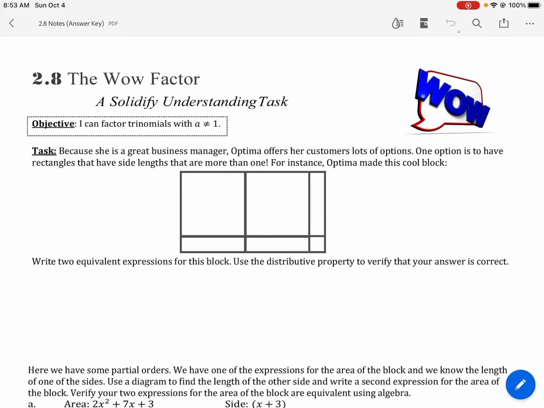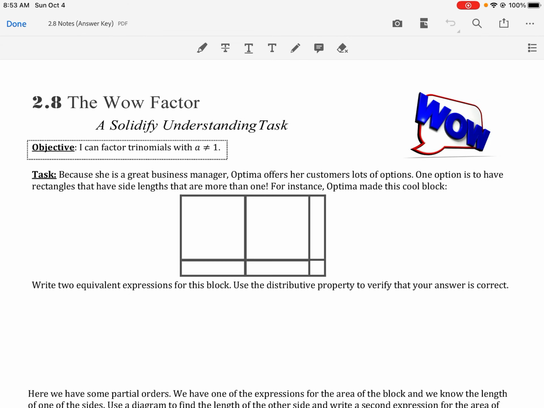Okay, today we're looking at 2.8, which is titled the wow factor. So we're doing more factoring. This time though, we have trinomials, so meaning most of the things we're looking at are 3 terms, but there's going to be a number up front. So a is not just 1. So let's start off, there's a little bit of a task for us to go through.